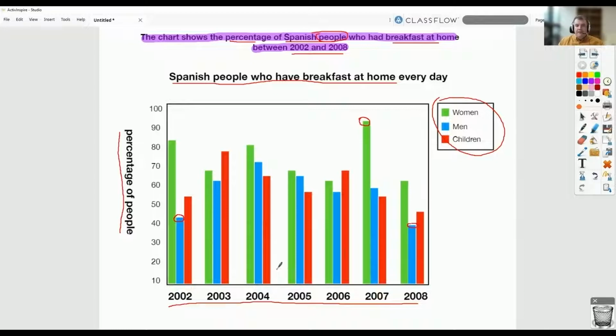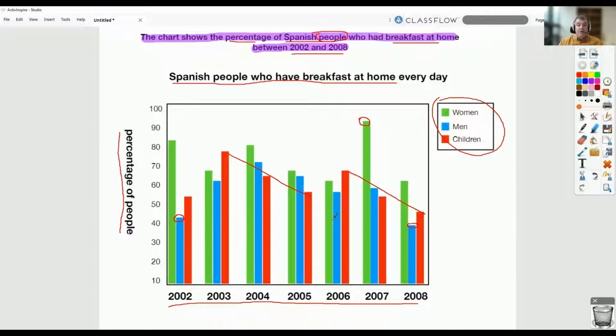What else? I would probably also mention the fact that the red ones have declined, so you could mention that. You could say for 3 years in a row, from 2006 to 2008, the number of children having breakfast at home has declined. So that's something that you could say. You could also remark that the same trend occurred here.